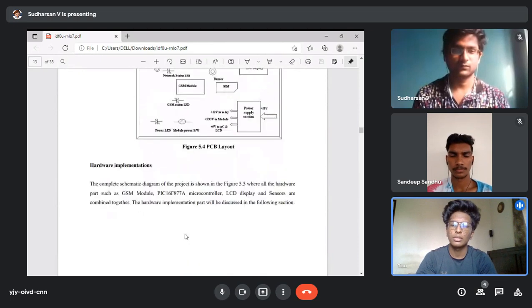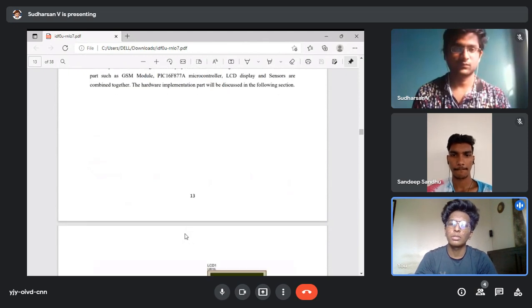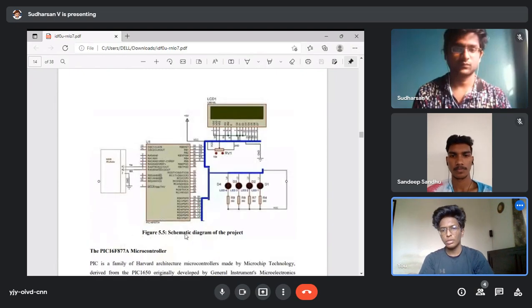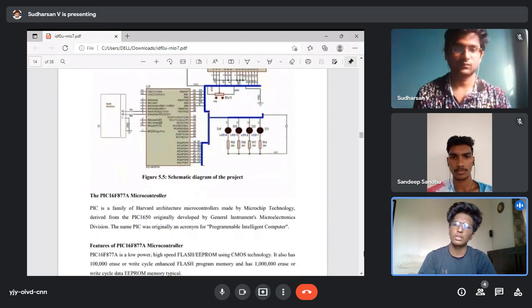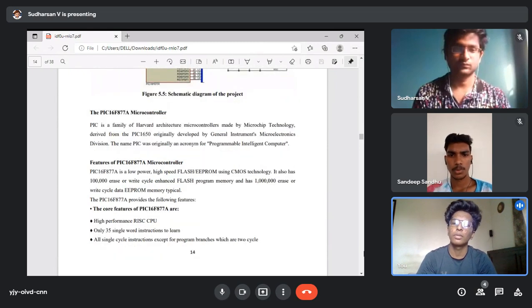Hardware implementation. The complete schematic diagram of the project is shown in the PCB layout, where all the hardware, such as the GSM module, PIC16F877A microcontroller, LCD display, and sensor, are combined together. The hardware implementation part will be discussed in the following sections. Next, we are seeing the schematic diagram of the project, the PIC 16F877A microcontroller.